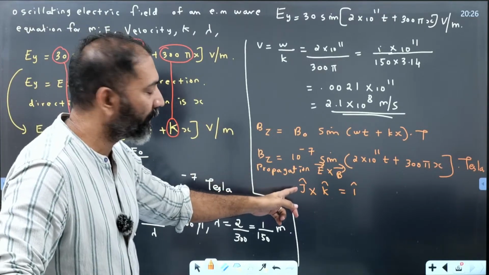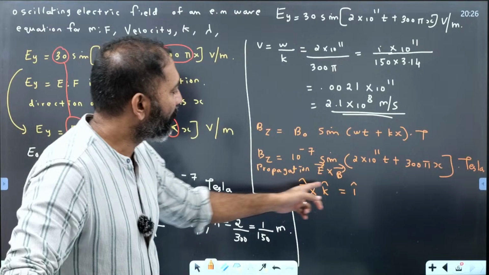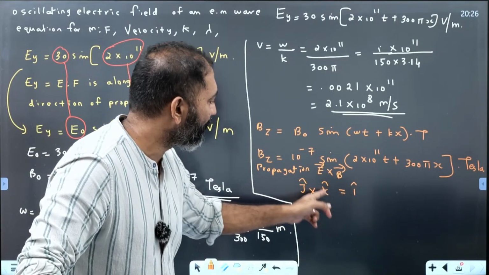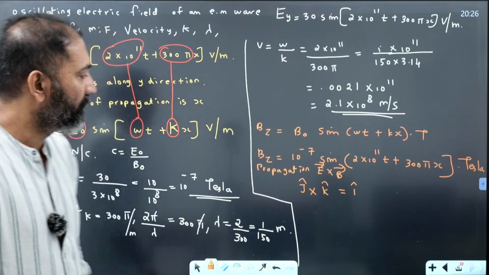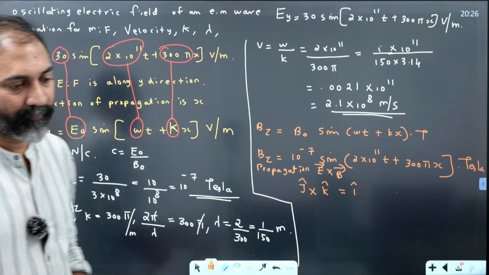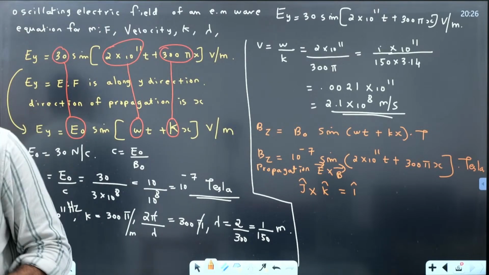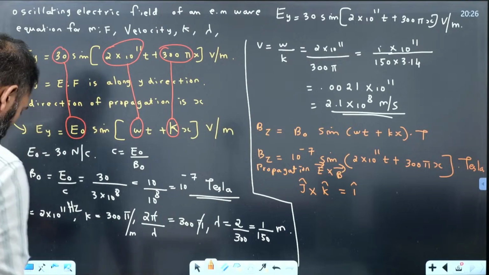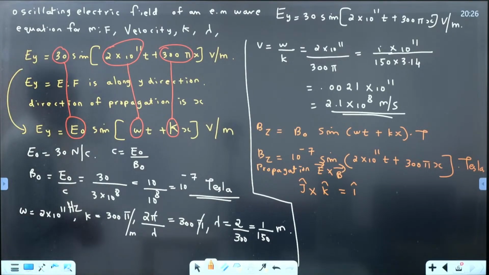I have taken the unit vector J cap, and the direction of propagation is along X, so I have taken I cap. So in order to get positive I cap, it has to be what? K cap, right? Any doubt? Doubt now?